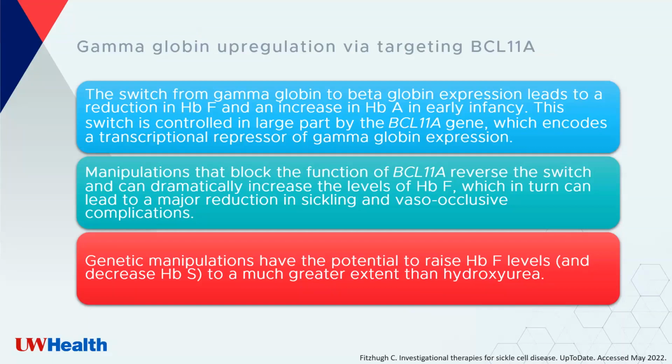And so there have been genetic manipulations to target specifically and block the BCL11A gene, which would reverse the switch and can drastically increase the levels of hemoglobin F. Genetic manipulations in this setting pose significant potential to improve clinical outcomes in our patients, as we see thus far in sickle cell disease management.